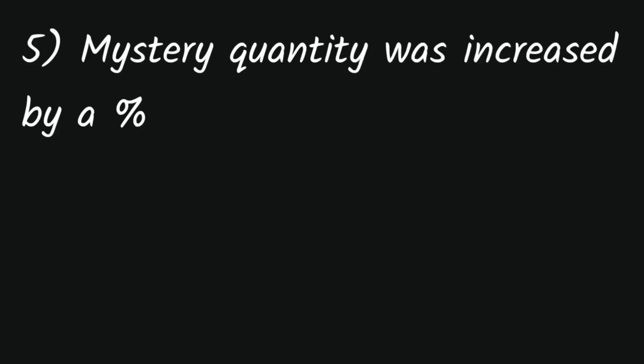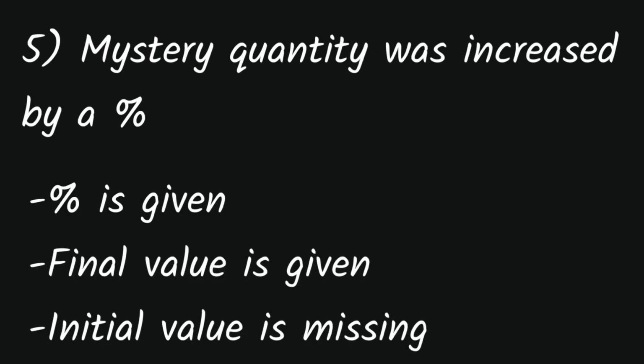The fifth type of percent question is where the mystery quantity was increased by a percent. So the percent is given, the final value is given, and the initial value is missing. Once again, we must use the percent change formula we saw earlier. The result of increasing quantity x by 250% is 28. What is the value of x?